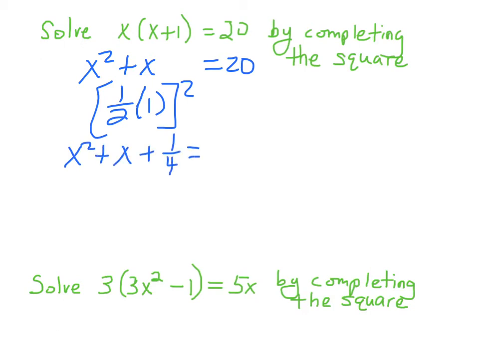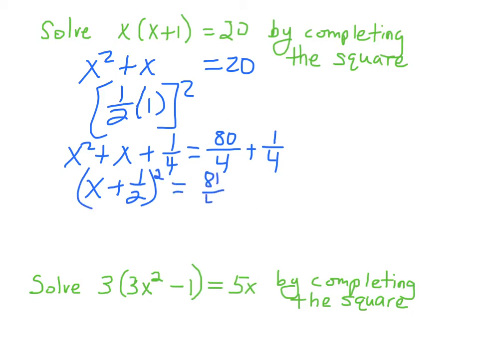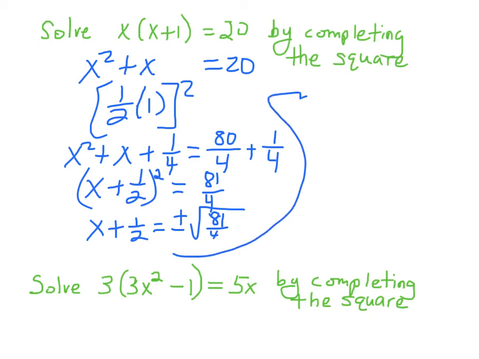Don't forget to add it to both sides. And that's going to be, I'm going to make 20 as 80/4 plus 1/4. And so I factor this as x plus 1/2, the quantity squared. 80/4 plus 1/4 is 81/4. I'm going to use the square root property and say this is x plus 1/2 equals plus or minus the square root of 81/4. And so I get x plus 1/2 equals plus or minus 9/2.